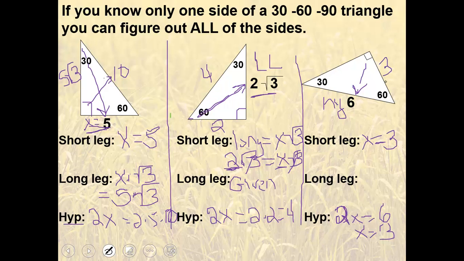This is 3. So what is my long leg? Well, my long leg has to be my short leg, x, times the square root of 3. So I just get, x is 3, I just get 3 square roots of 3. Just like that. Hopefully it's not too difficult for you.